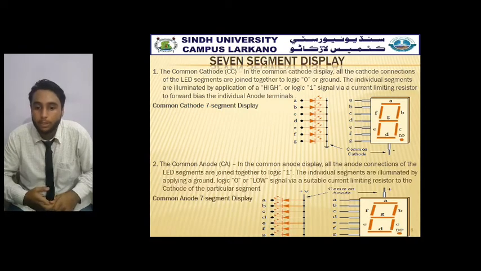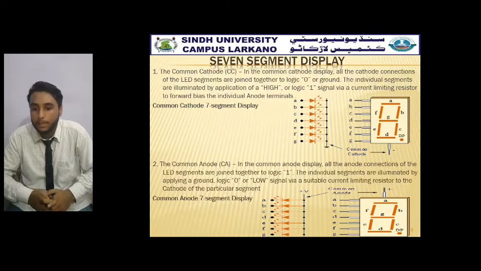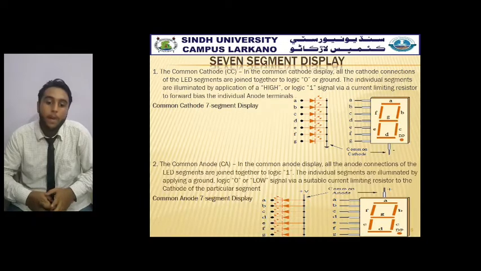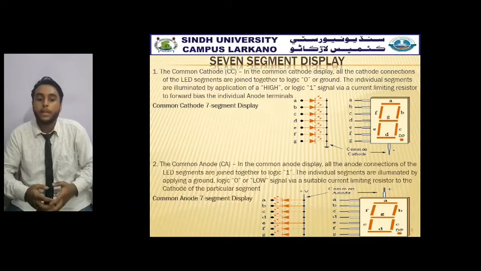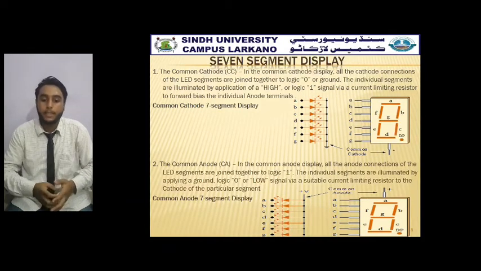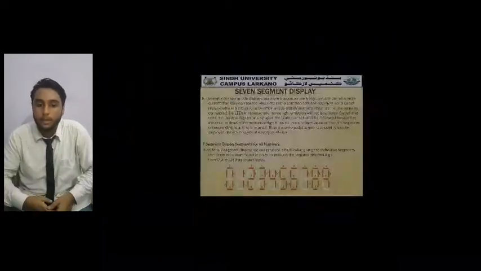Second, the common anode. In the common anode display, the anode connections of the LED segments are joined together to logic 1. The individual segments are illuminated by applying a ground, logic 0 or low signal via a suitable current limiting resistor to the cathode of the particular segment. Common anode 7 segment display. This is the figure.